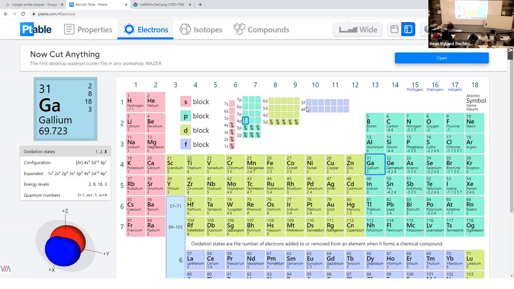So what's your first f orbital then? What's your first f orbital? What energy level is it going? So that's the first element in it. What energy level? Like n equals.